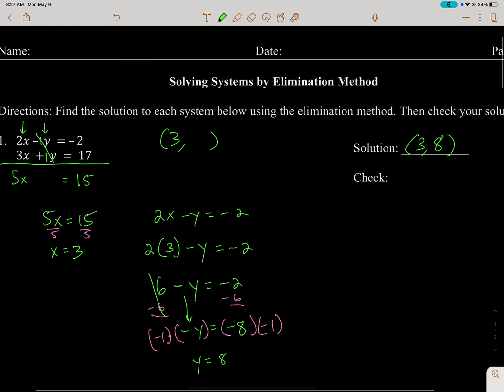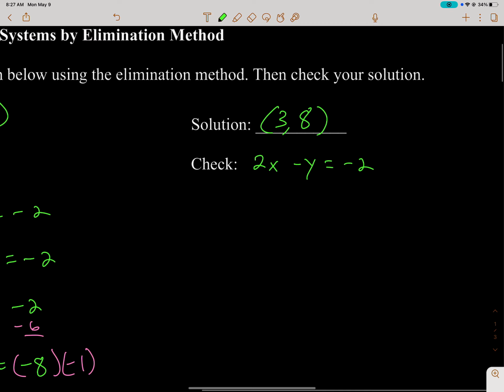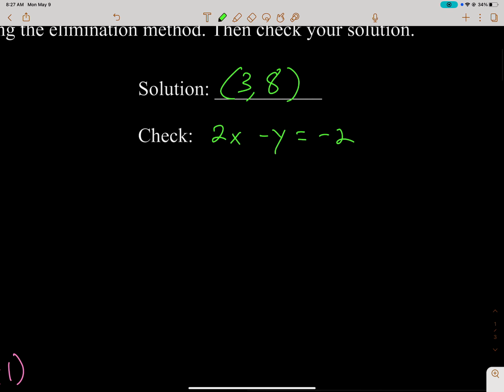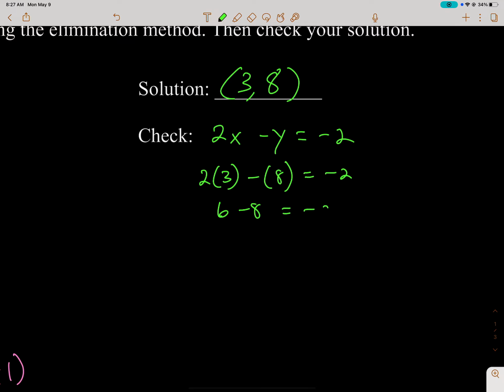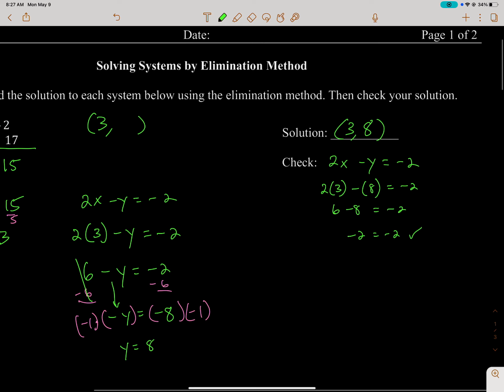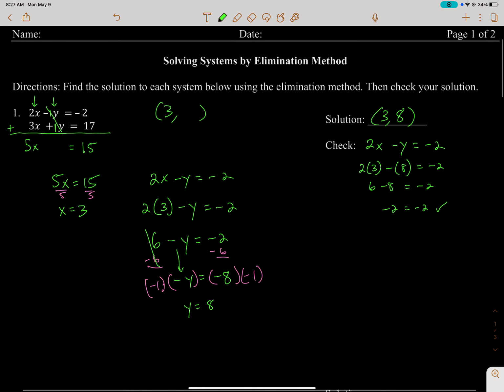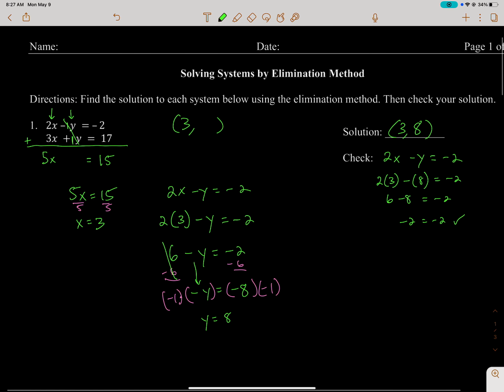Remember, we can always check our solutions by taking each equation and showing that this point satisfies each equation. So I'll start with the first equation. If I plug in 3 for x and 8 for y, I should get a true statement. 2 times 3 is 6. 6 minus 8 is negative 2. It is a true statement. Therefore, the point (3, 8) lies on the first line.